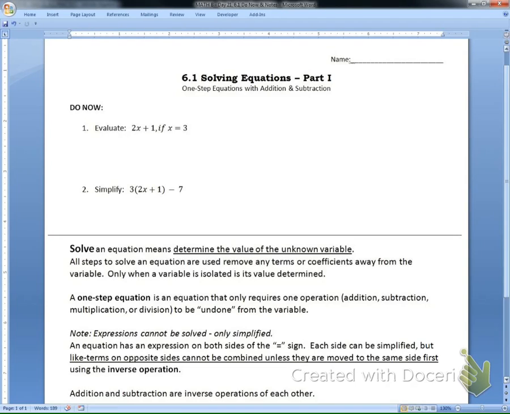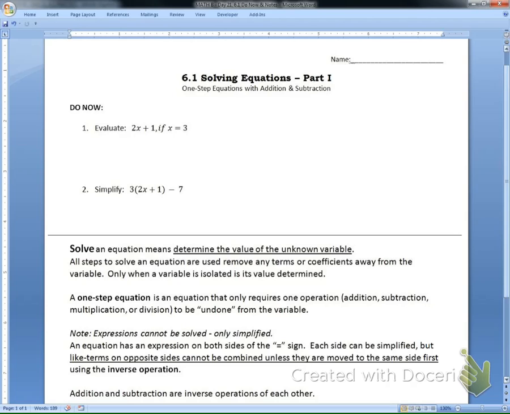This is Lesson 6.1, Solving Equations, Part 1. Before we begin with the lesson, go ahead and complete the 2 Do Now questions review from the previous units. Push play when you're ready to go over the answers.